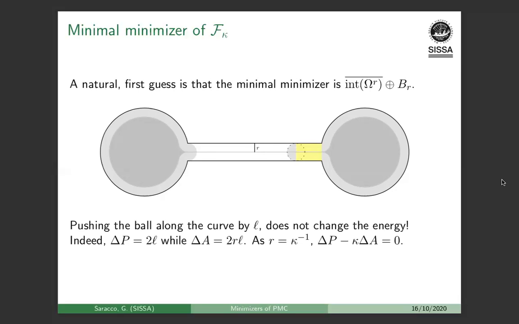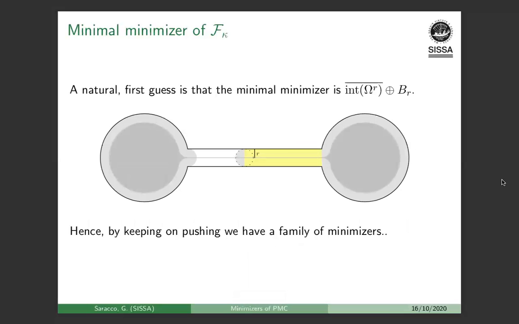Since R is the inverse of the curvature, you end up seeing that the difference in perimeter minus K times the difference in volume is 0. So you didn't change the energy with this operation. If the guy at the very beginning was a minimizer, this one is again a minimizer. So you just keep pushing forward this ball and you keep creating minimizers.